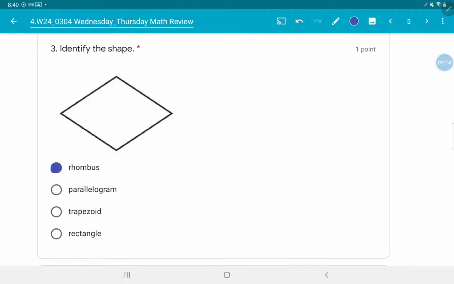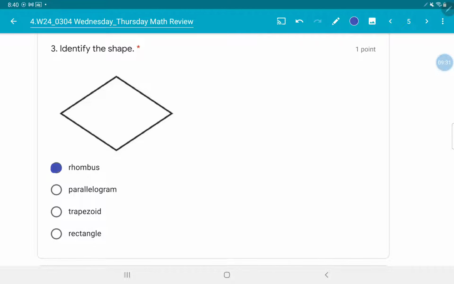Parallelogram. Why is that not a parallelogram? Because the sides aren't parallel. Yeah, the opposite sides have to be parallel for it to be a parallelogram, and those are not parallel. If you turn it, you can do it this way.